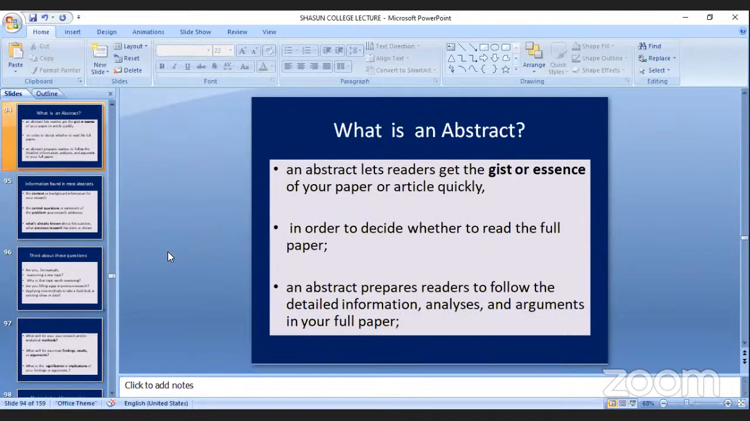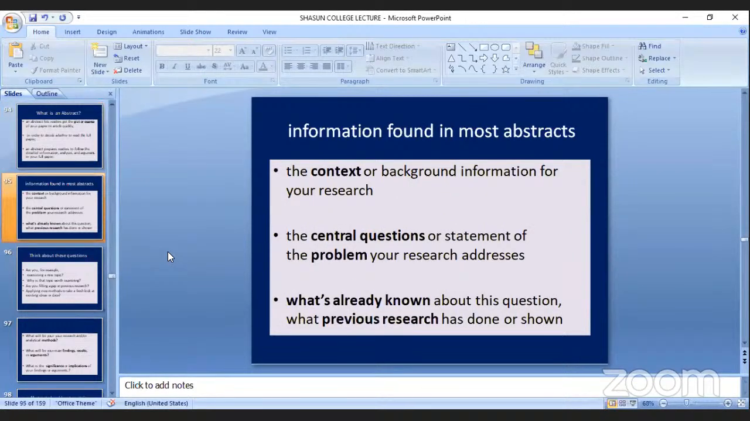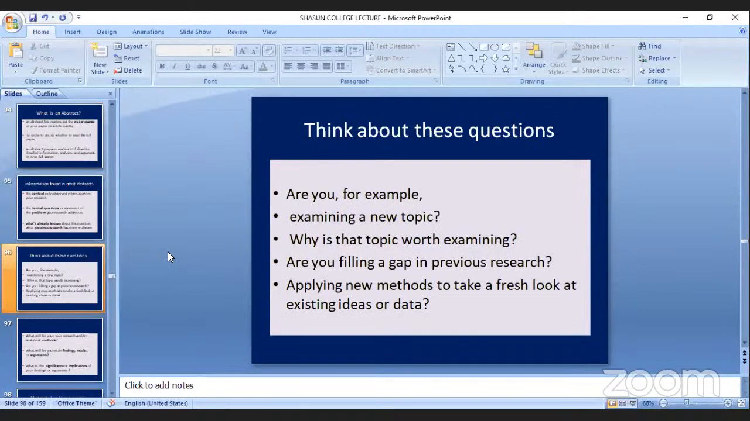It is what we call the gist of the paper, the essence of the paper. You write the detailed information, analysis and arguments of the paper. Then the information found in most abstracts is what you actually know about it, the previous research, everything you will mention in the abstract. Then think about these questions. Actually, what you will be doing in the abstract is, are you going to examine a new topic?